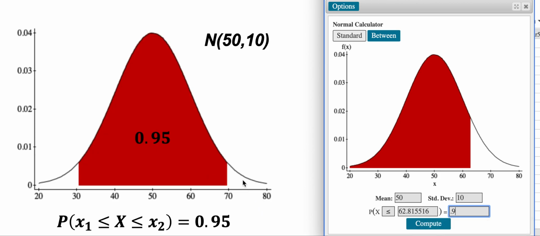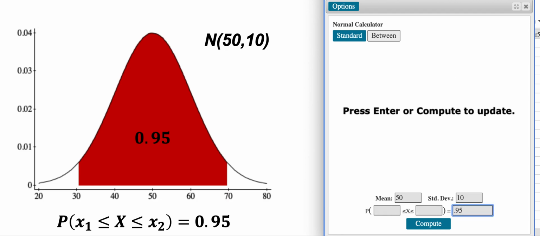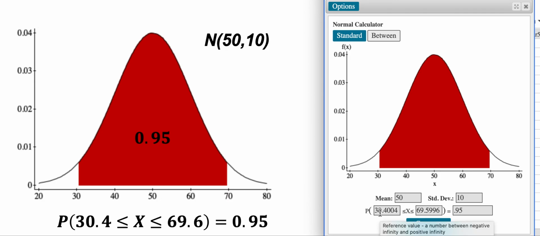All right, and one last thing, if we want to look at the probability of 0.95 being trapped symmetrically about the center of this distribution, I could do between once again, and this time I don't know the boundaries, but I know the probability in the middle should be 0.95. And in this case, we get 30.4 and 69.6. So 95% of the values will lie between 30.4 and 69.6.